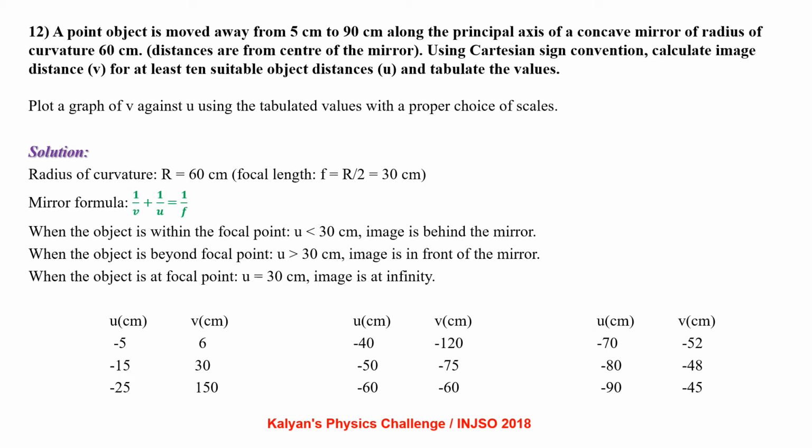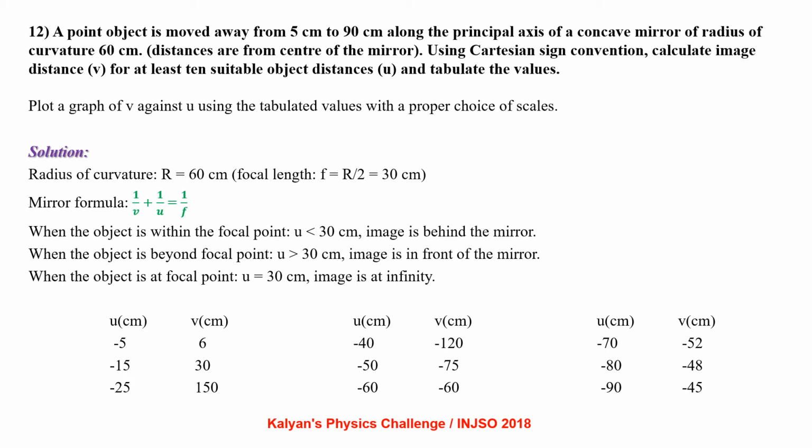Radius of curvature 60 cm, so the focal length is 30 cm. Applying mirror formula, 1 by V plus 1 by U equal to 1 by F. When the object is within the focal point, U is less than 30, the image is formed behind the mirror. When the object is beyond the focal point, U is greater than 30, the image is formed in front of the mirror. When the object is at the focal point, U is 30, the image is formed at infinity.